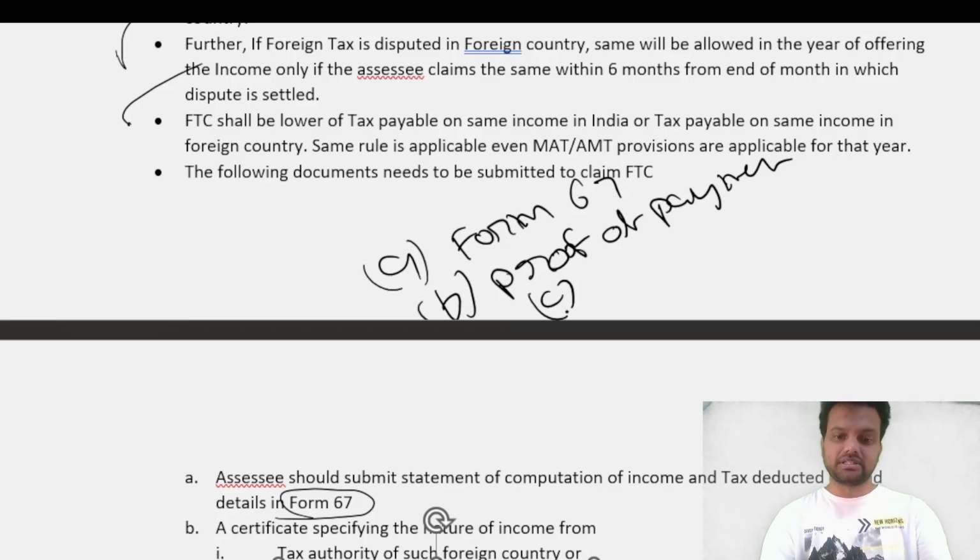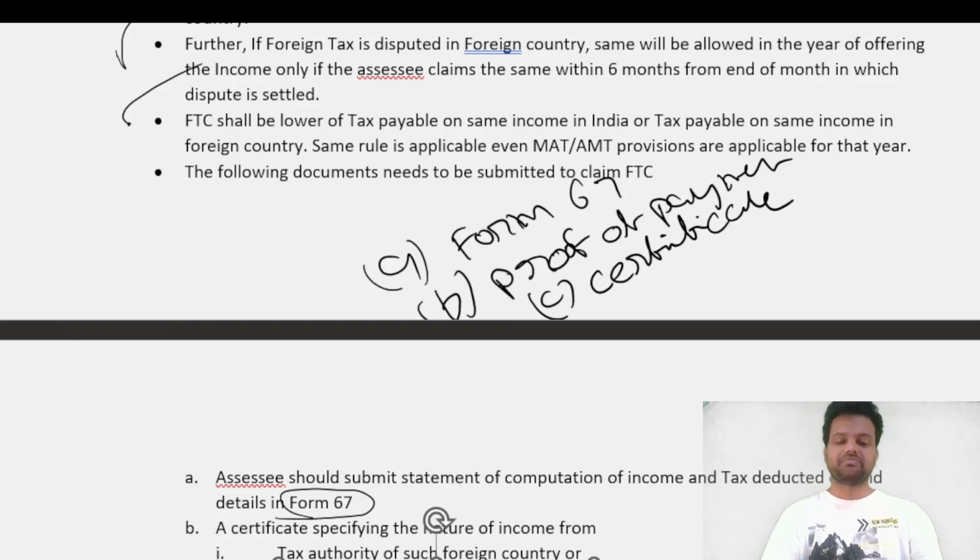And the third one, the last one, is a certificate. So what is this certificate? This certificate he can obtain from the person who has deducted the amount. Like somebody, the other party, has paid to the resident, right? That person would have deducted the tax and made that payment to the foreign tax authority, just like TDS in our country. So that person has to provide a certificate to the resident saying that for this nature of income, I have deducted this much tax and paid it to the government.